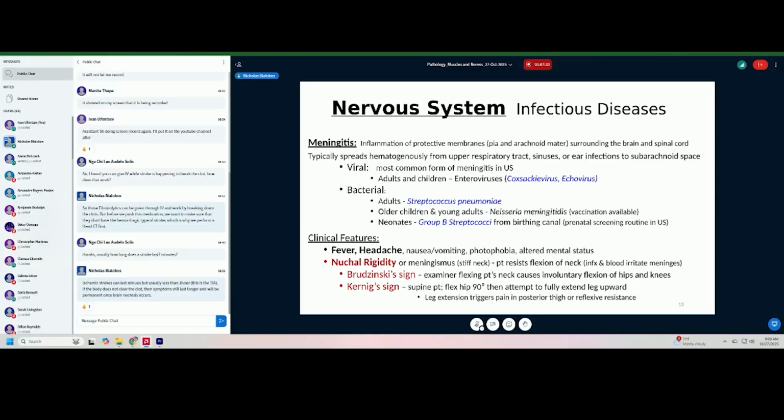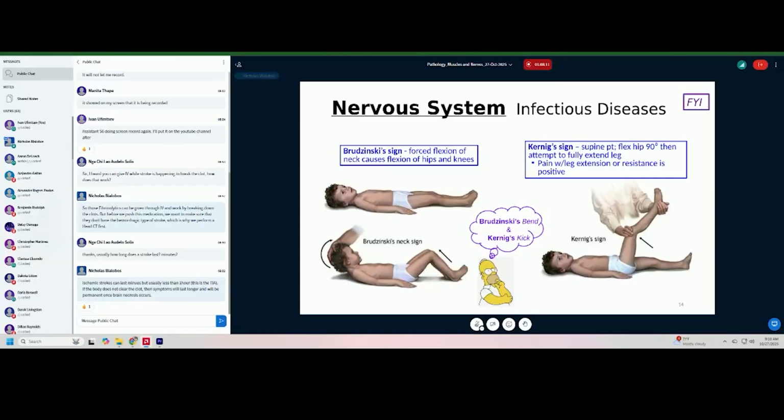Kernig sign is where we have the patient again laying on their back. We take their hip, we flex it to 90 degrees, and then we try to extend their lower leg straight out. If this causes pain in the posterior thigh, it can also cause pain in the back, or they resist us from actually straightening out their lower leg, that's a positive sign. So they have these symptoms of fever, headache. We do the Brudzinski sign, we do the Kernig sign, and if those are positive, that should lead us down a path to suspect maybe this is some type of meningitis.